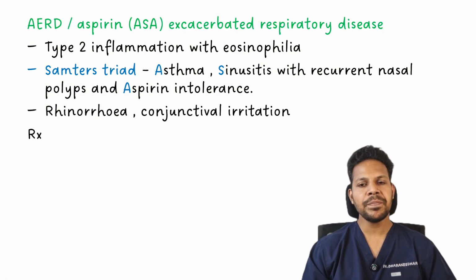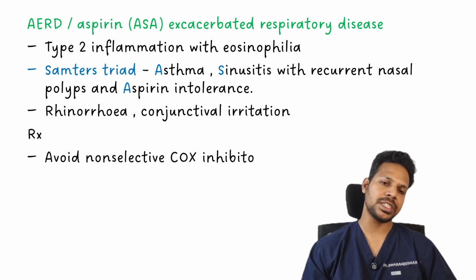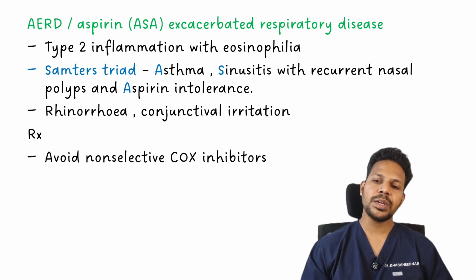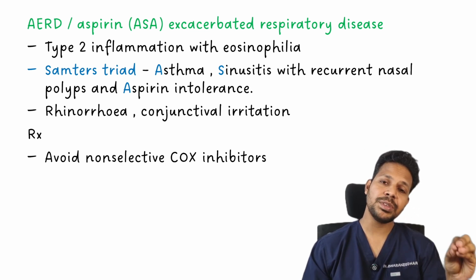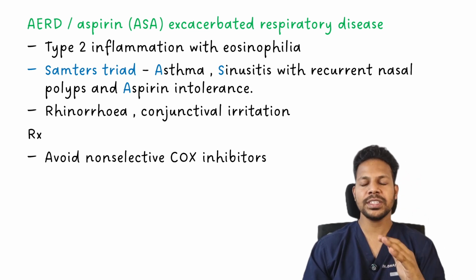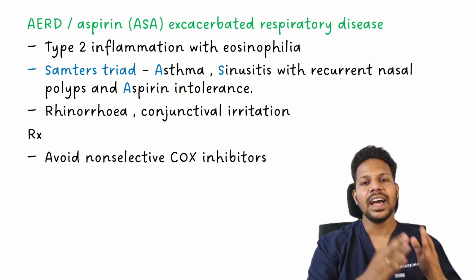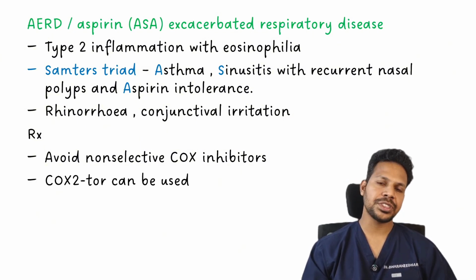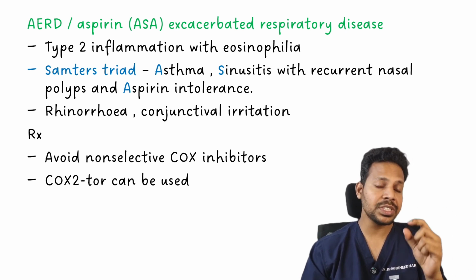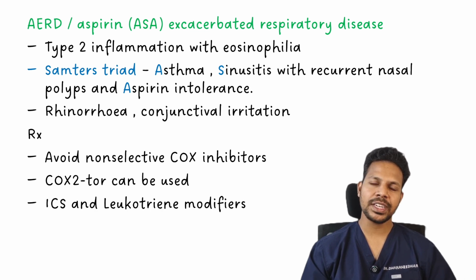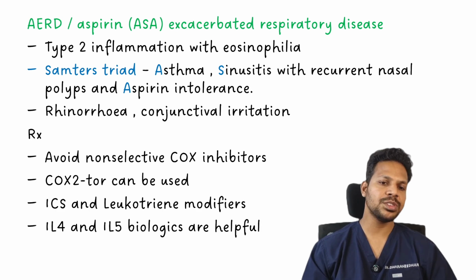The treatment would be to avoid non-selective COX inhibitors. Why? I'll tell you. We should not use a COX inhibitor because non-selective COX inhibition will result in increasing the production of leukotrienes. There are two pathways, the COX pathway and the LOX pathway. I'll show you. A COX-2 inhibitor can be used. This is not a non-selective COX inhibitor. We can use a selective COX-2 inhibitor. Inhaled corticosteroids and leukotriene modifiers can be used in the management. Even IL-4 and IL-5 biologics are also useful.